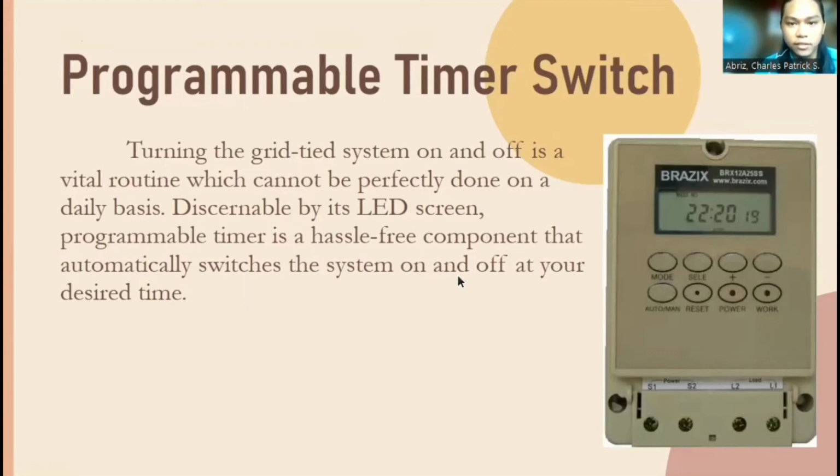So let's say the owner is too busy with work. Sooner or later, they'll forget their routine involving the grid tied system. That being said, a programmable timer switch gives the owner the ability to switch the grid tie system on at the exact time of sunrise and switch it off at exactly sunset. So no energy is wasted in an event that the owner forgets to turn it on or off.